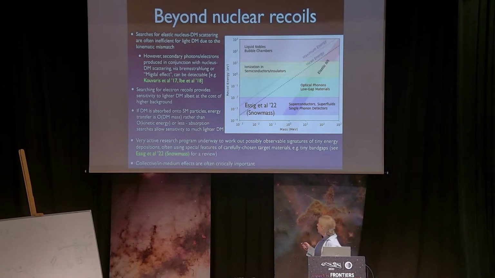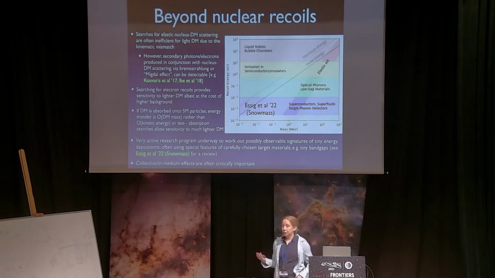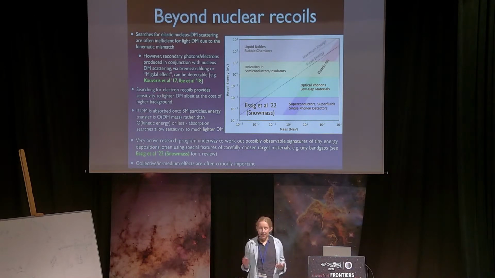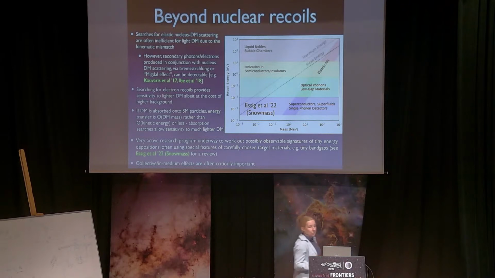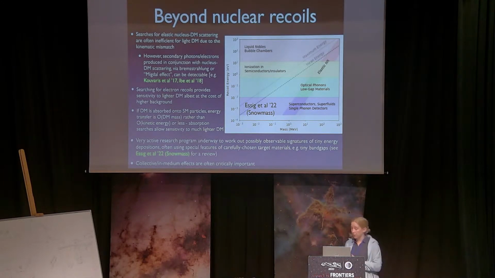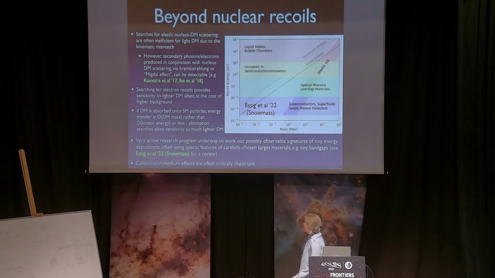Well, first, you can note that when these nuclear recoils happen, they're not always fully elastic on the nuclear side. You can have photons get produced by bremsstrahlung. You can get extra electrons produced by what's called the Migdal effect. So that can give you an extra set of signatures to look for just for nuclear scattering, which can sometimes provide some sensitivity to lower mass dark matter.